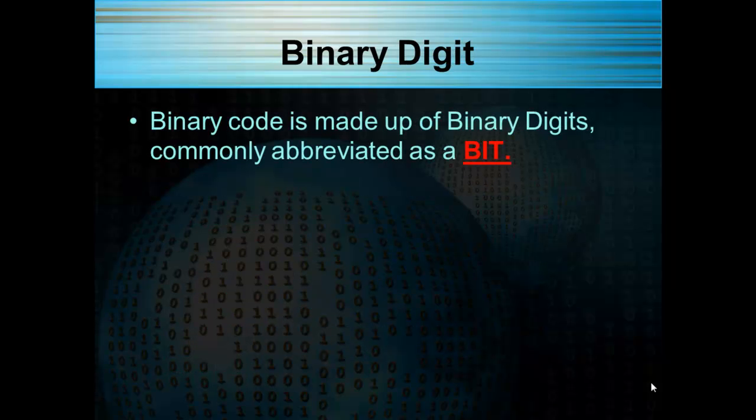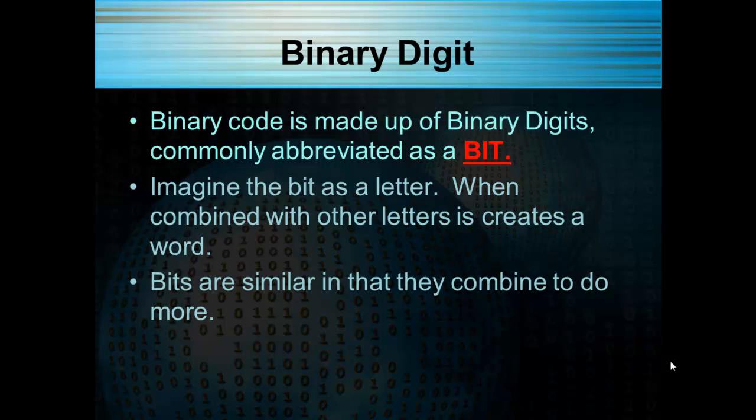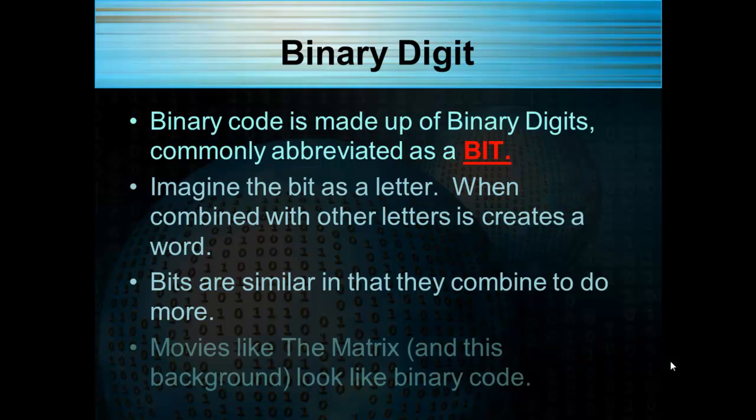Binary code is made up of binary digits, commonly abbreviated as a bit. So we take the B from binary and the IT from digits and combine that together to get the word bit. If you imagine the bit as a letter, when we combine other letters, it creates a word. Bits are similar and they combine to do more.